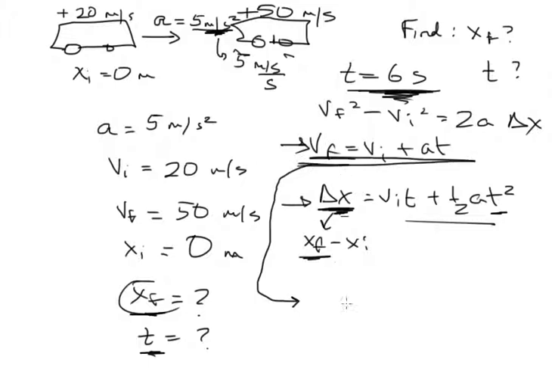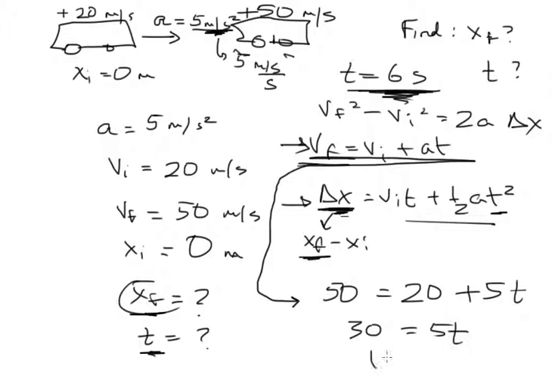So it's got everything. So what's V final? 50 equals 20 plus 5t. So 30 equals 5t. T equals 6 seconds. Awesome. Now this is no longer a question mark. It is 6 seconds. We know it. Let's get x final. How am I going to get x final?